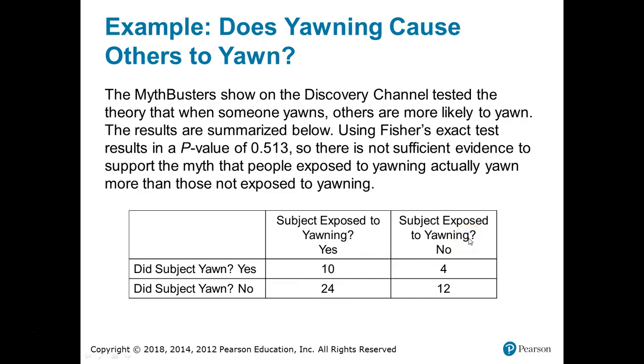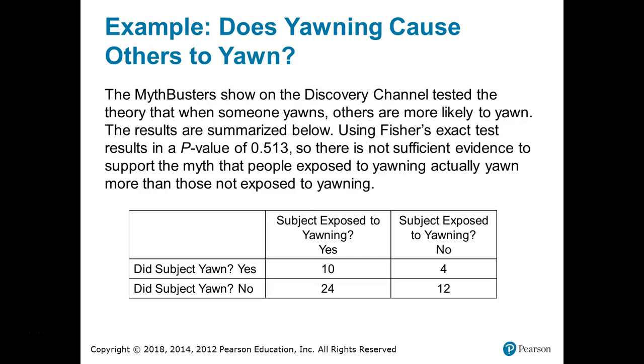And then the opposite is true. Was the subject exposed to seeing someone yawn? No. Did the subject yawn? Yes. And then this is the other case. It's almost like a Punnett square where it's both no, no. So using Fisher's exact test results in a p-value of 0.513.